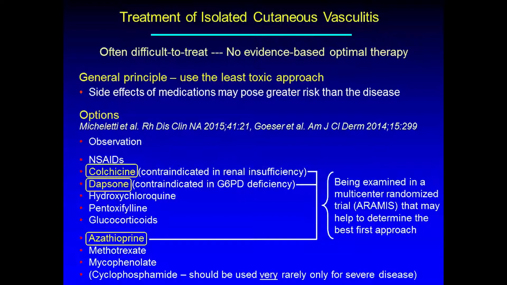Now, the exciting news that we have on the forefront is that we are going to be seeing, as far as in the near future, the conduct of a multi-center randomized trial called Aramis that is going to compare colchicine to dapsone to azathioprine. This is being led by Dr. Micheletti and the Vasculitis Clinical Research Consortium, and Dr. Fernandez in our Vasculitis Center will be participating in this study, which we're excited to see.